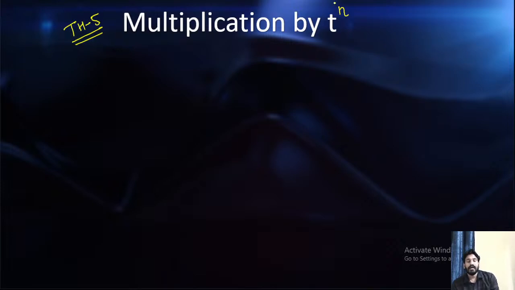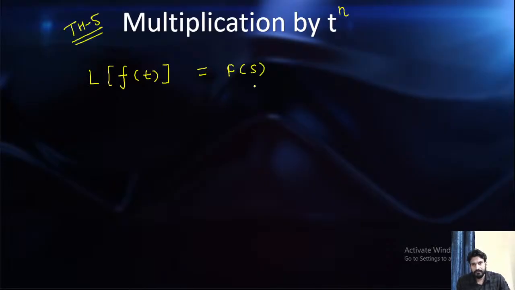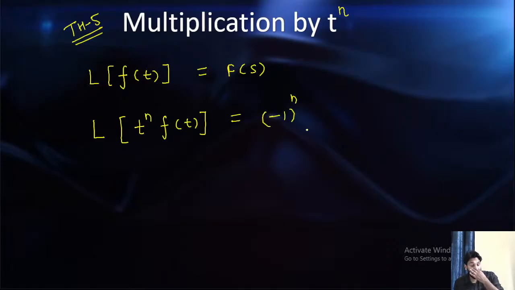Just see what I'm saying. Again, let's consider my function f of t, and if I do the Laplace transform of f of t, then it will be f of s. It is clear to you? Now what I'm saying is, just multiply t raised to power n to the f of t. This property is also very, very important. Then in this case, what change can you see in the s domain, or in the right hand side, guys? It will be minus 1 raised to power n, and d^n divided by ds^n of f of s.